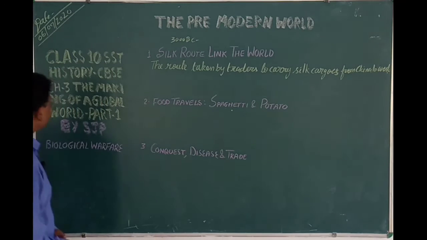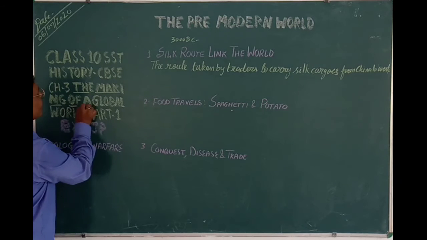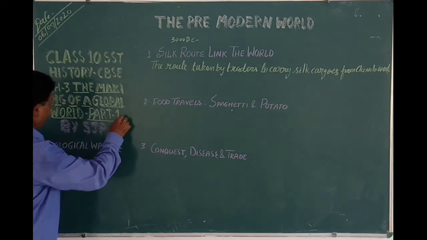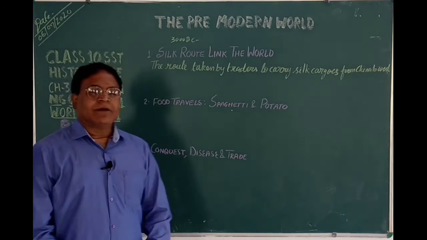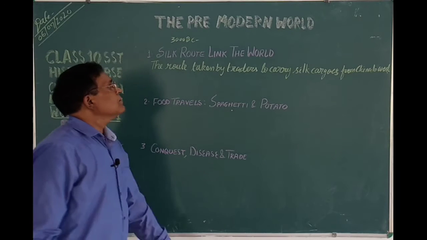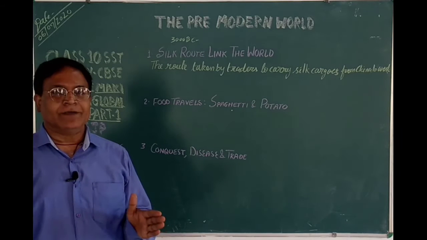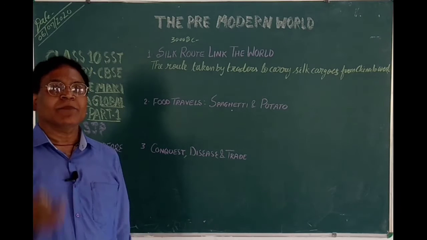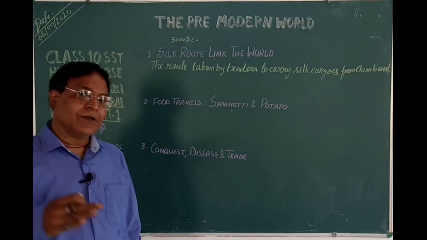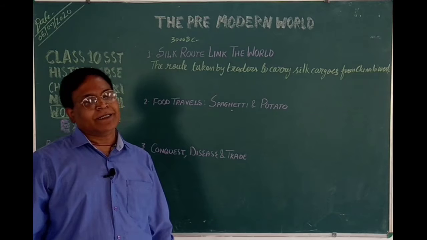The name of the chapter is The Making of a Global World. This is part first. Children, the topic is the pre-modern world. Pre-modern world means right now we are living in the modern world, and from where this modern world began, that is the pre-modern world, the beginning of the modern world. Approximately 50 years back, the modern world started.